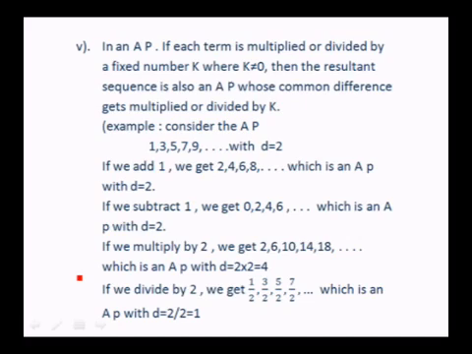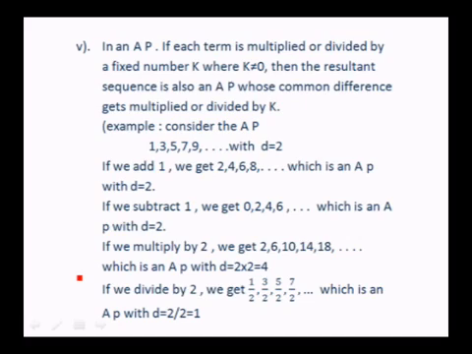In an AP, if each term is multiplied or divided by a fixed number k, where k is not equal to 0, then the resultant sequence is also an AP whose common difference gets multiplied or divided by k. We may consider this with an example.